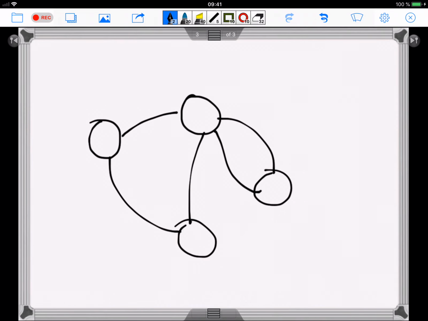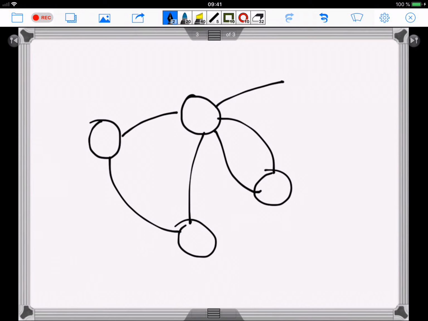But from this it also follows that if we have exactly two vertices of odd degree, then we have a path that uses all the edges in the graph exactly once, and it is a non-closed path, it is not a cycle, and it starts and ends exactly in the vertices of odd degree.